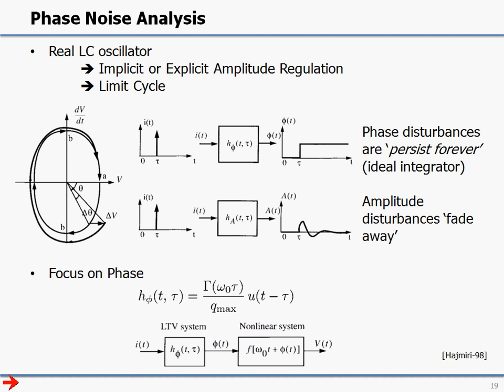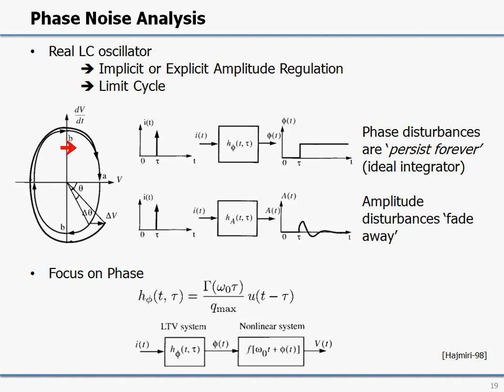Now, real oscillators always have an amplitude regulating mechanism. I showed it in the earlier one. There is a limited amount of current available that can be switched around. That determines what the amplitude can be. So there is always an implicit amplitude regulating mechanism, which means that if we start plotting the phase portrait of the oscillator, we find that there is one determined or one preferred limit cycle in this phase portrait.